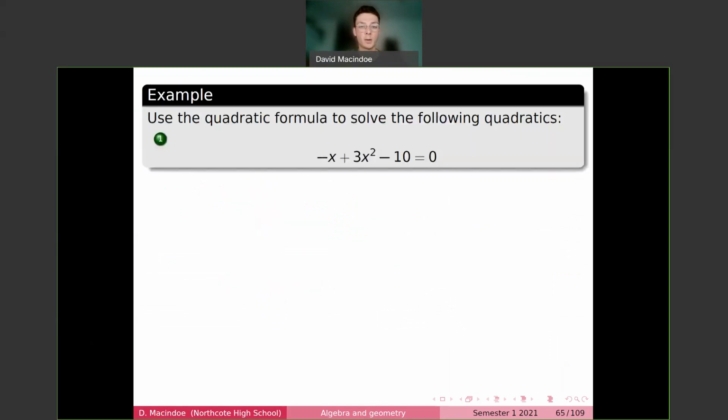Now, here is another one. If you'd like, you could have a go at that yourself. Pause the video and I'll show you the solution in just a moment.